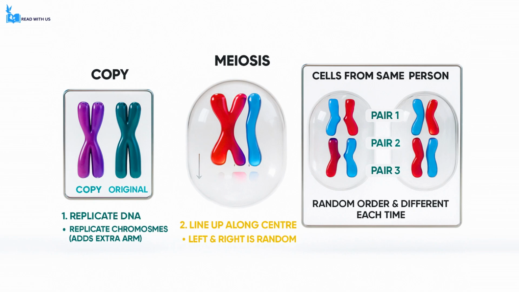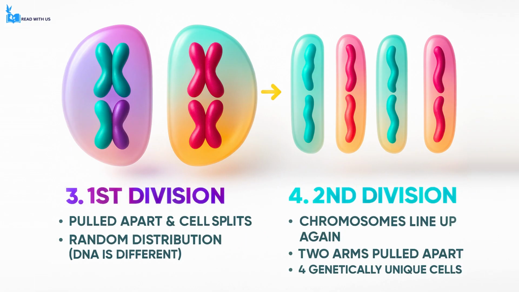Next comes the second cell division, in which the chromosomes within each of the 2 cells line up again at the center, but this time it is the arms or chromatids of each chromosome that are separated and pulled to opposite sides of the cell. Once this happens, each of the 2 cells splits again, resulting in a total of 4 new cells. Even though these cells might look similar, they are each genetically unique due to the mixing and shuffling of genetic material that happened during the previous stages of meiosis.